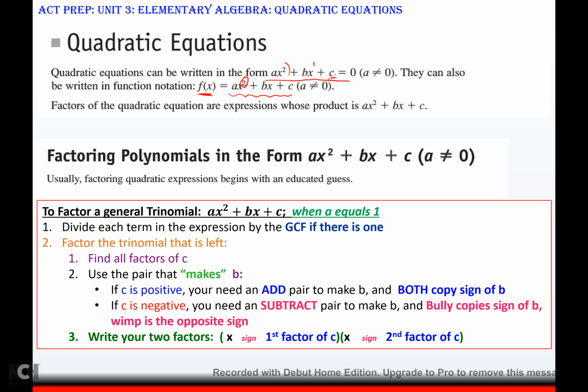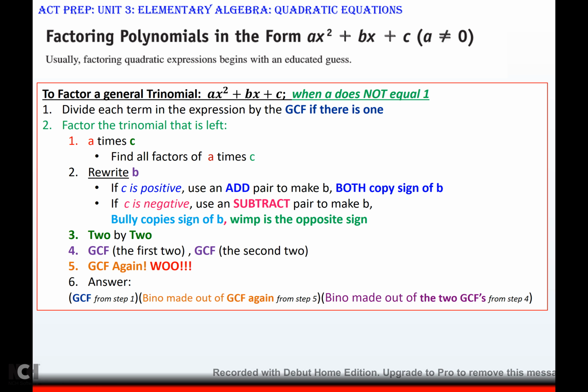So, to factor these polynomials of this form, there's a couple of things. When a is 1, factoring is very, very simple. All you do is find the factors of c, figure out the pair that makes b, figure out your signs, and write your two factors. If a is not equal to 1, then we sing this little song. A times C, find all the factors. Rewrite B, 2 by 2, GCF, GCF, GCF again. Woo! If you sing this song, factoring always, always works.